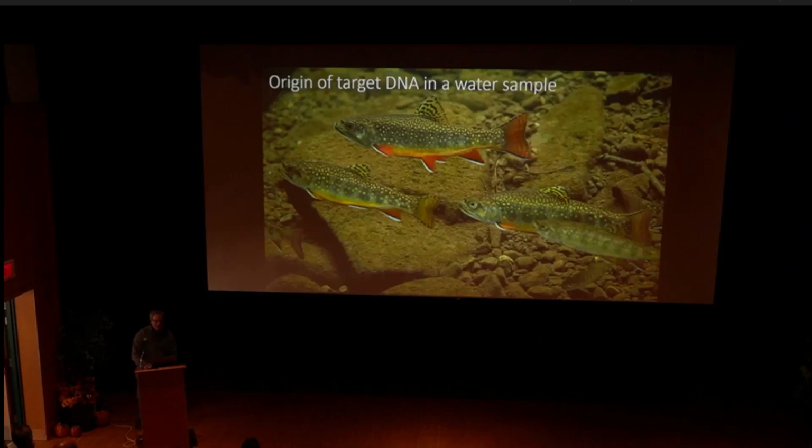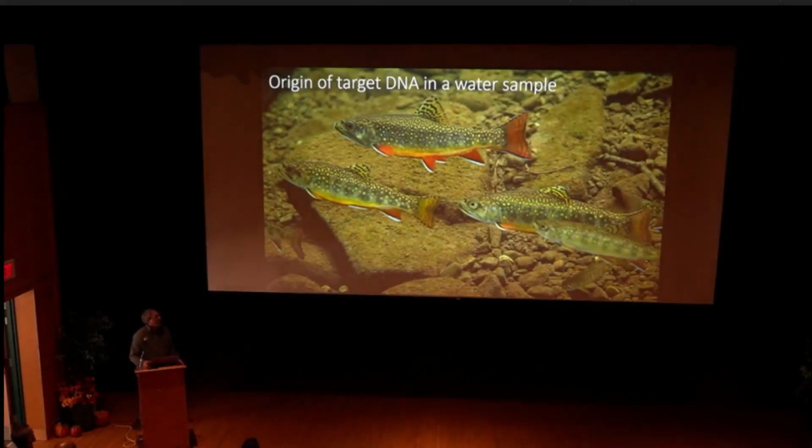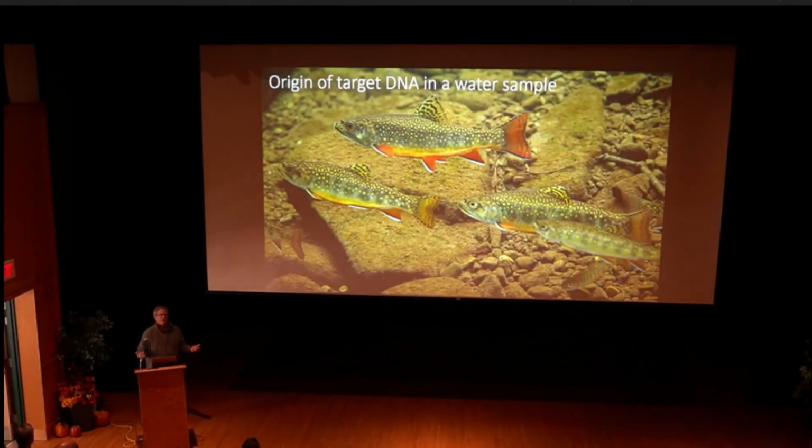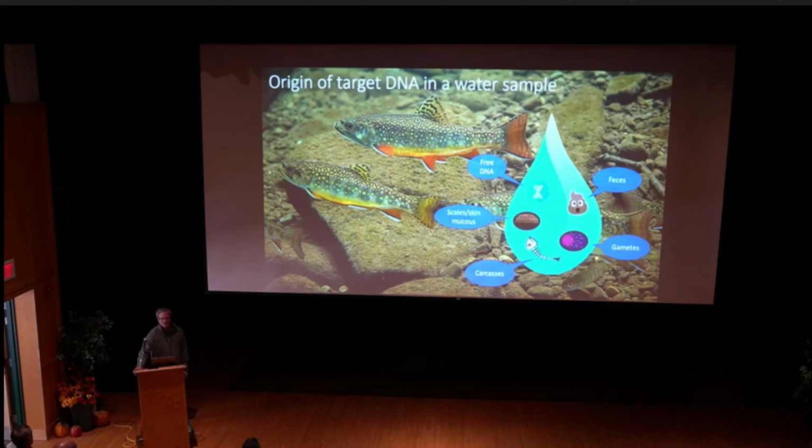Okay, so where does that DNA come from? I have a lot of fish examples. It's primarily what we do at the Northeast Fisheries Center: look for fish. A lot of it's invasive species work, some of it's native species work. But here we're thinking about brook trout. Where's that DNA actually coming from? And it can actually come from a lot of different sources.